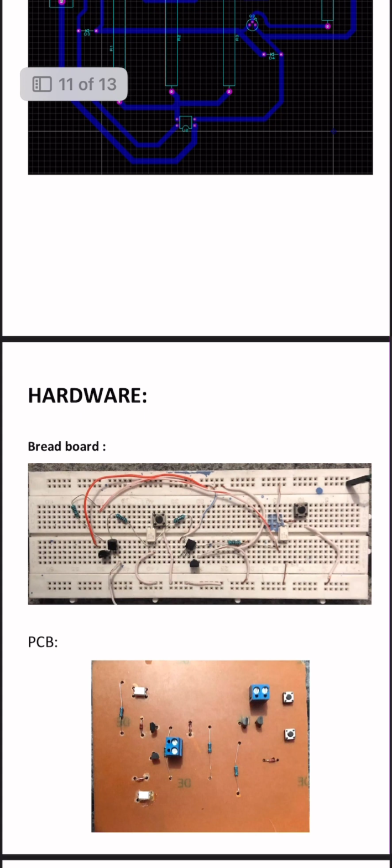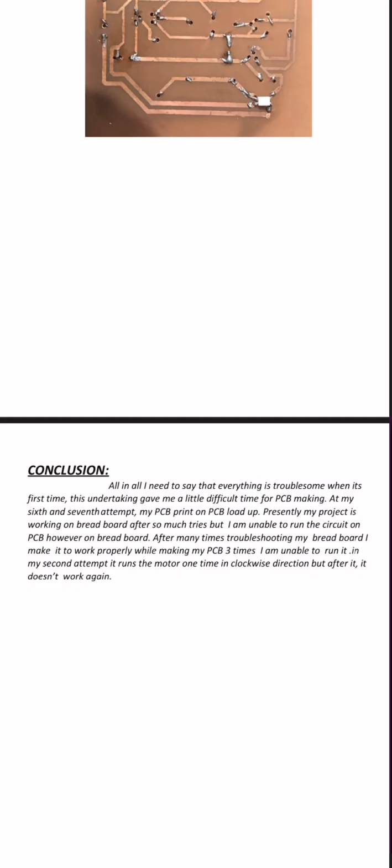And then the PCB uses the same components: optocoupler, transistors, flyback diodes, some resistors and push buttons, which make the motor run in two directions. The connector helps us join the battery, and the second connector helps us join the DC motor. So the DC motor connects on the second connector.